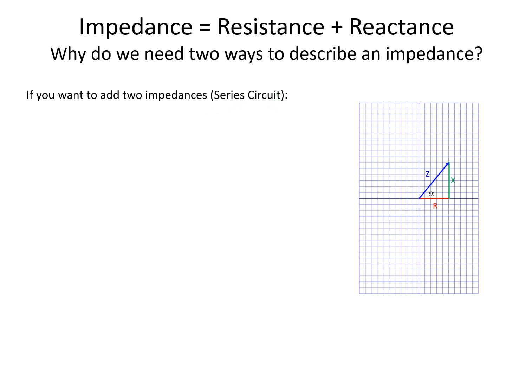So let's say, for example, you want to add two impedances, and that would be a series circuit. The impedance number one would be R1 plus jX1. That's a resistor plus a reactance, which could be capacitive or inductive. If it was capacitive, this would be a minus rather than a plus. And then we have another impedance 2 that has a different resistance and a different reactance.